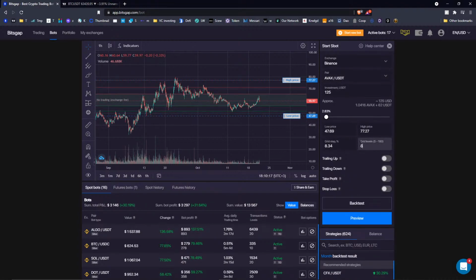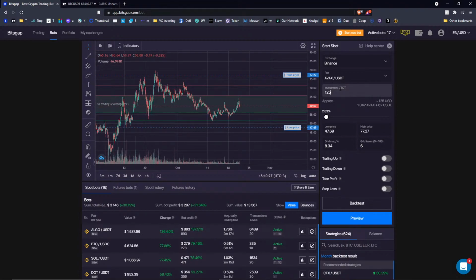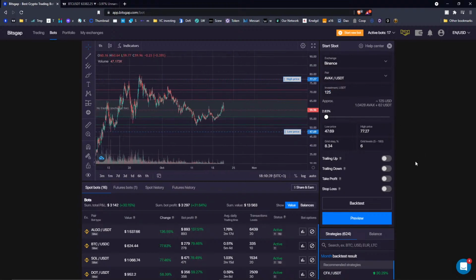So yeah, around 6 grid levels, which is almost the minimum number of grid levels you can have. So yeah, $125 split into, in that case, we have 1, 2, 3 sell orders and 2, no, actually 4 or something, because in total there are 6 grid levels. Most of them are going to be allocated to sell orders. As you can see, the exact allocation, $62, goes to quote currency.